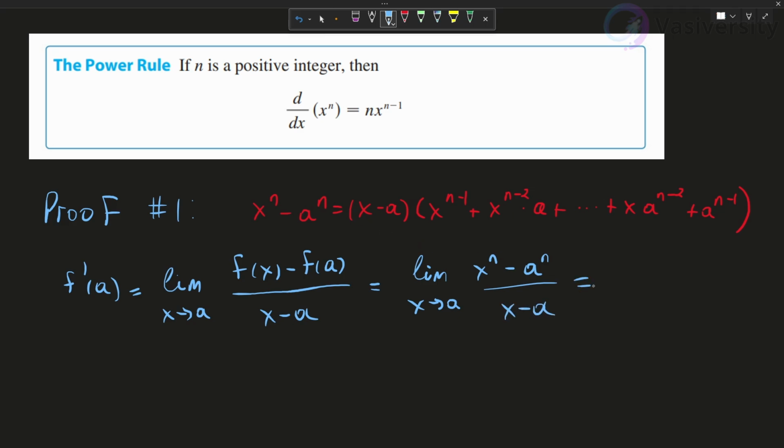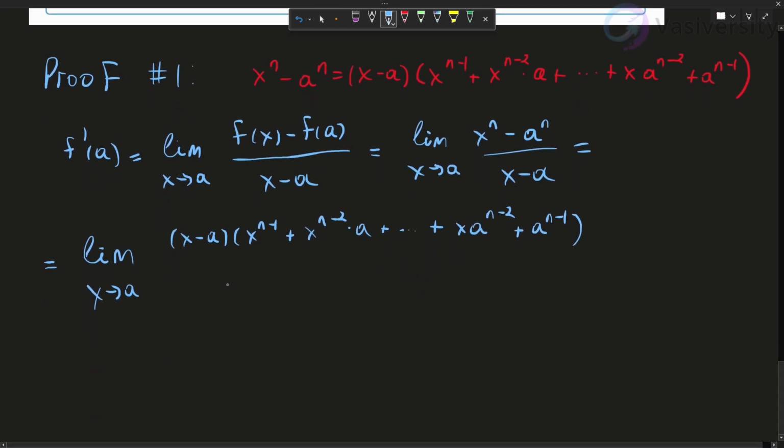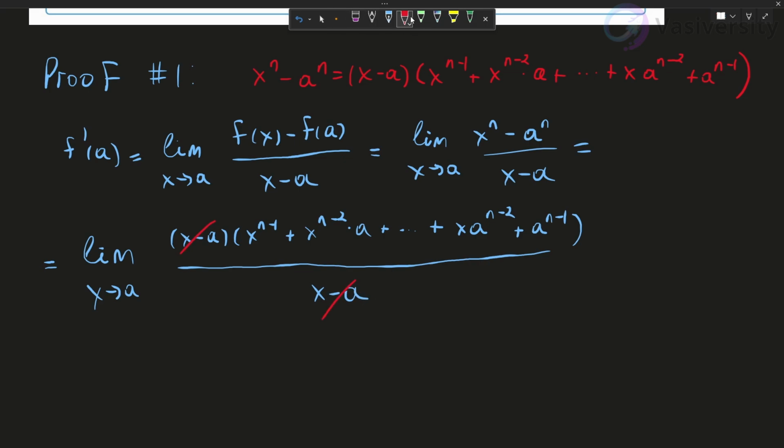So again, when we plug it in, clearly we have x minus a and x minus a, so that's what's going to cancel out. So the limit as x approaches a of x minus a times x to the n minus 1 plus x to the n minus 2 times a plus dot dot dot plus x a to the n minus 2 plus a to the n minus 1, all over x minus a. Clearly, x minus a goes away. So we will just end up with the limit as x approaches a of x to the n minus 1 plus x to the n minus 2 times a plus dot dot dot plus x a to the n minus 2 plus a to the n minus 1.